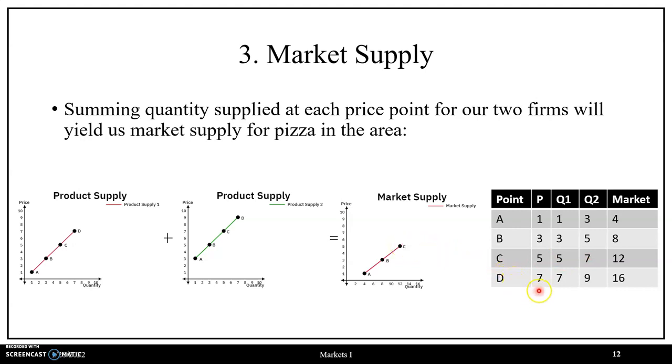Then lastly, at a price point of 7, location 1 is willing and able to sell 7 slices, while location 2, 9 slices, such that the overall market is willing and able to sell 16 pizza slices at the price point of 7. And this generates us a market supply curve, where we observe that it also is upward sloping due to the positive relationship between price and quantity supplied, as stated via the law of supply.